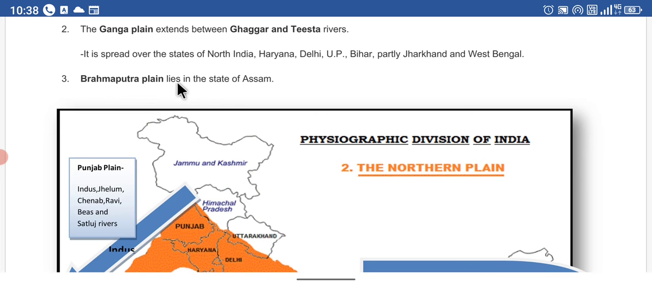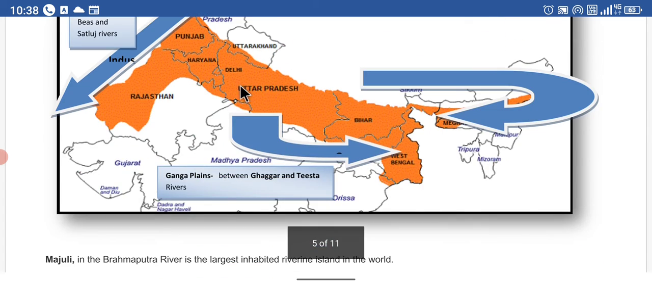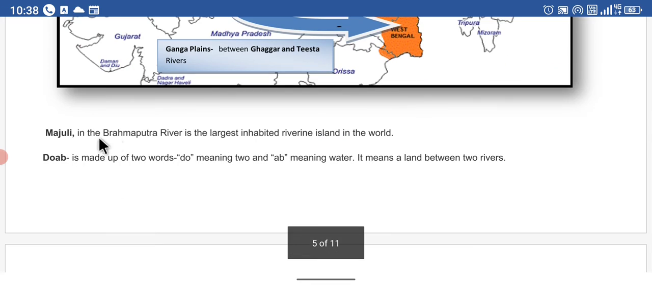And finally, the Brahmaputra plains in the state of Assam. Here in the state of Assam this is the Brahmaputra plains. The Brahmaputra originates near Mansarovar lake in Tibet. In Tibet, this river is also known as Sangpo or Yalung. When it enters India, firstly it is known as Dihang, then Brahmaputra, and finally it merges with the Ganga and flows into the Bay of Bengal. Important fact: Majuli in the Brahmaputra river is the largest inhabited riverine island in the world.